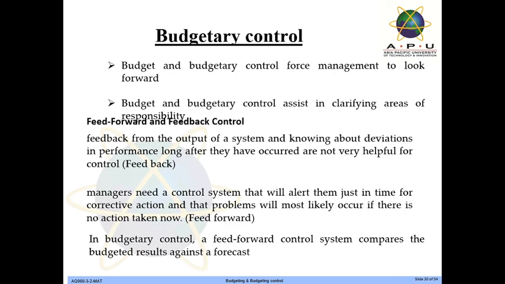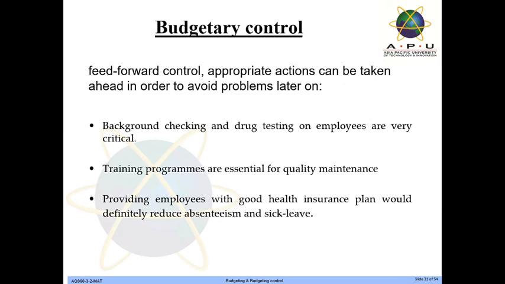Okay, what is feedforward and feedback control? Feedback from the output of the system, knowing about deviations in performance long after they have occurred, is not very helpful for control. This is feedback control. What is feedforward control? Managers need a control system that will alert them just in time for corrective action, before a problem that will most likely occur if no action is taken.